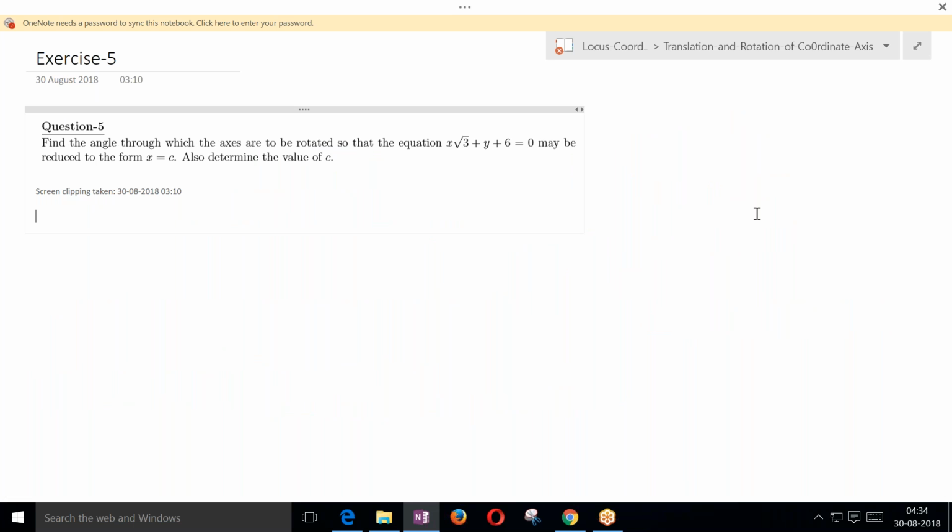Find the angle through which the axes are to be rotated so that the equation x root 3 plus y plus 6 equal to 0 may be reduced to the form x equal to c. So you need to find the angle of rotation of the coordinate axis. This is the first part of that question. The second part is that you need to determine the value of c.